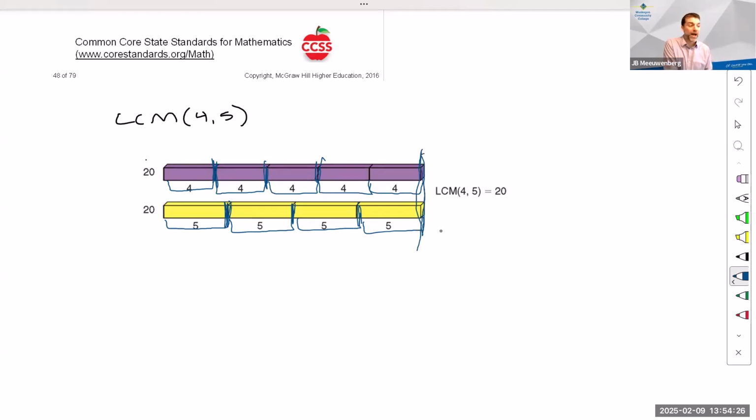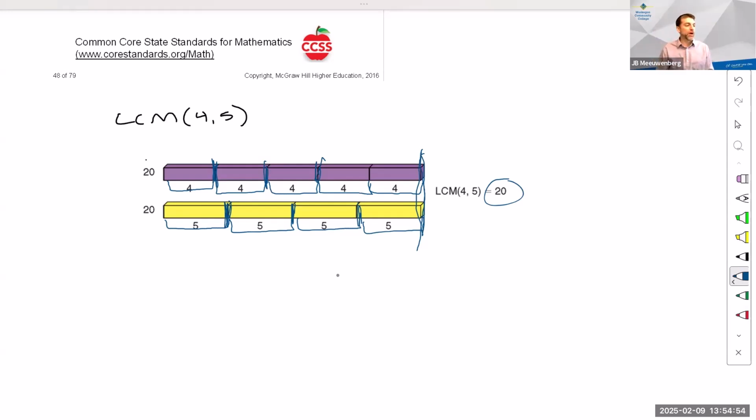It takes 5 4s and 4 5s, but eventually they have the same exact distance. The number 20 then is the smallest length that can be formed by rods of both sizes. So we say the least common multiple of 4 and 5 is 20. So that's a really good visual representation of that.